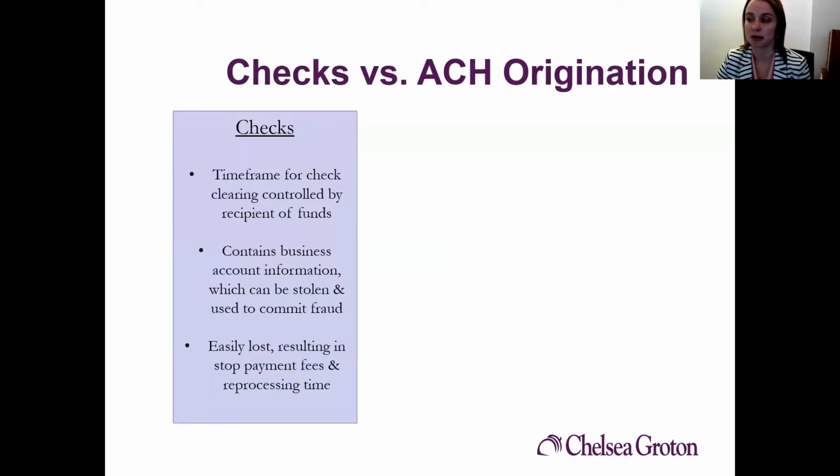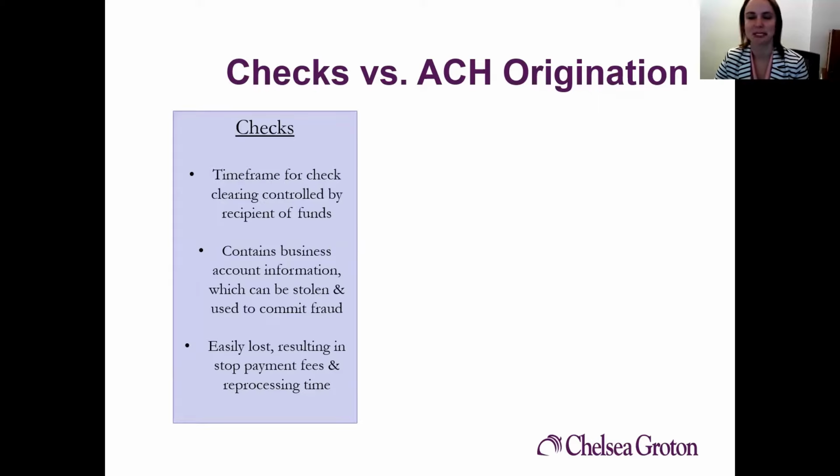Also, if I give Miria a check and say she loses it, all of my account information is on that check, and whoever picks up that check can commit fraud based on the information on the check. And again, if Miria loses it, I have to do a stop payment, which would cost me money, and I'd have to reprocess the check, which is kind of inconvenient. So checks are just not convenient anymore.